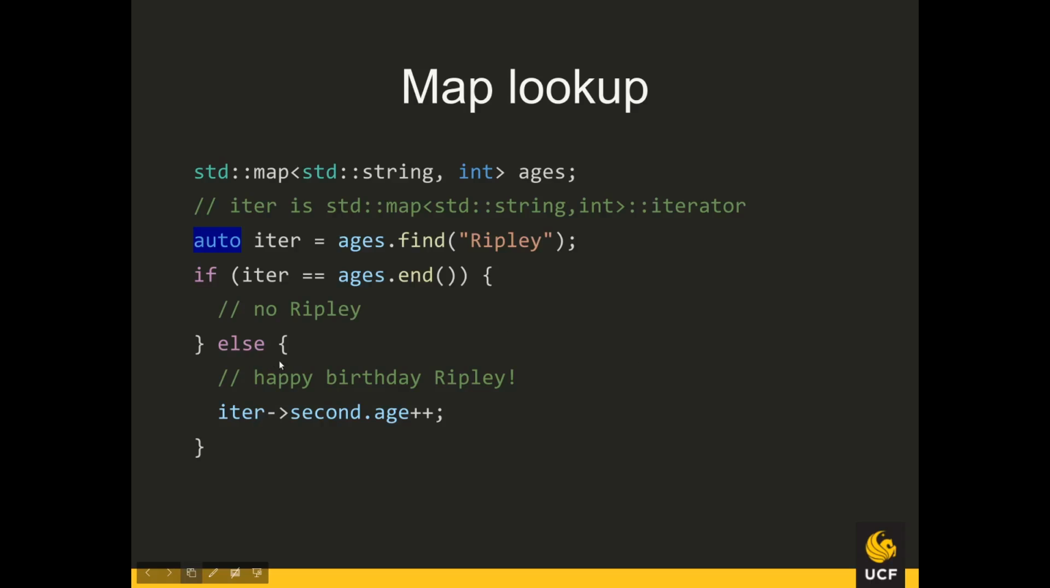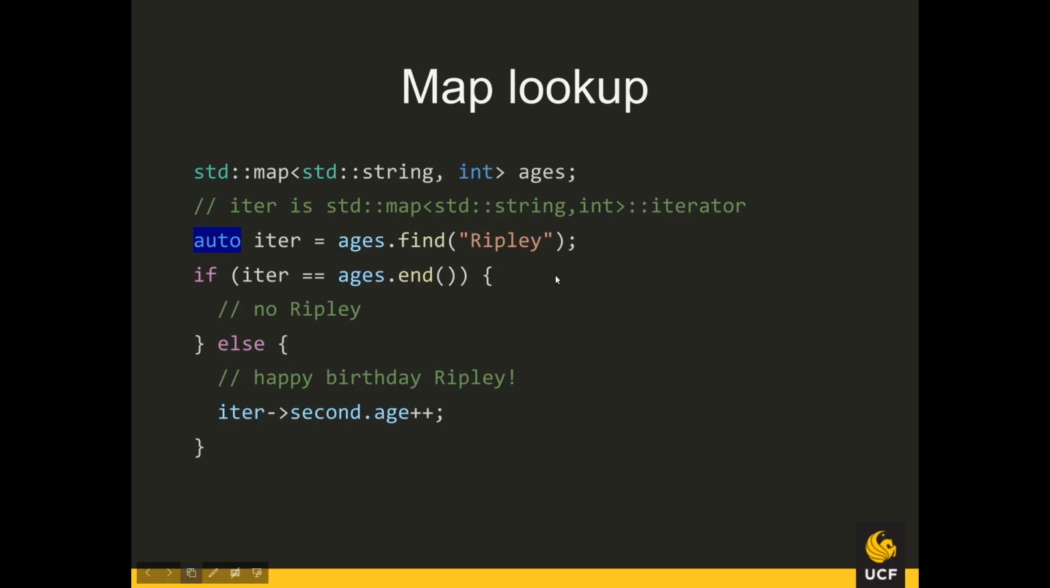And the type of this iterator is std::map of std::string, int::iterator, which is a mouthful and a ton of stuff to type. So one of the nice things in modern versions of C++ is the keyword auto. Auto tells the compiler, hey, try to do type inference based on the return value here to declare this variable.